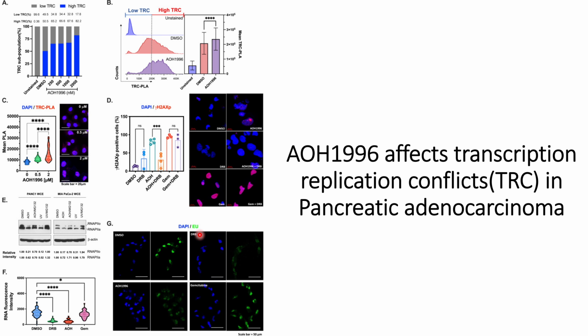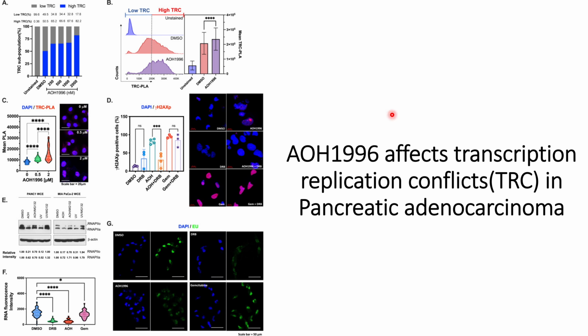Panel G represents the immunofluorescence images of the results that are quantified in panel F, where in the case of DMSO we see high signals for RNA fluorescence, but when they use AOH1996, we see a decrease in the signals for the EU dye, and similarly for DRB. For gemcitabine we see a slight decrease in the intensity of the EU, but that decrease is statistically significant.